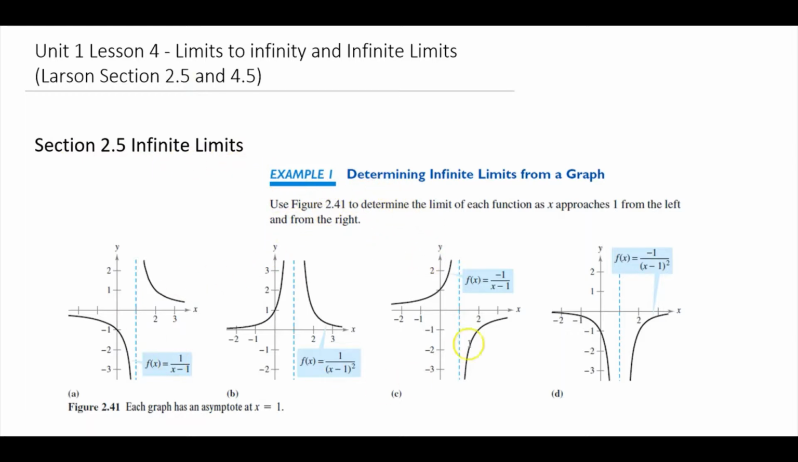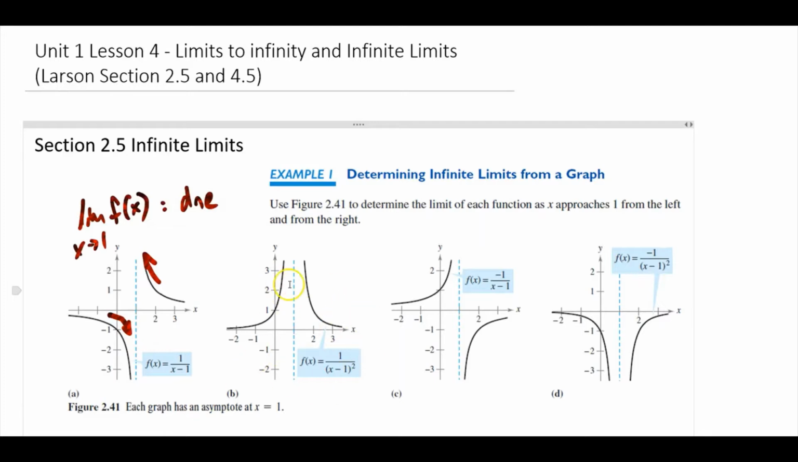Can you look at these graphs and figure out what the limits are of each of these functions as we're approaching 1 from the left and from the right? So for this one, as we're approaching 1 from the left, we're going down to negative infinity. As we're approaching 1 from the right, we're getting positive infinity. So our limit as x approaches 1 of this function does not exist.